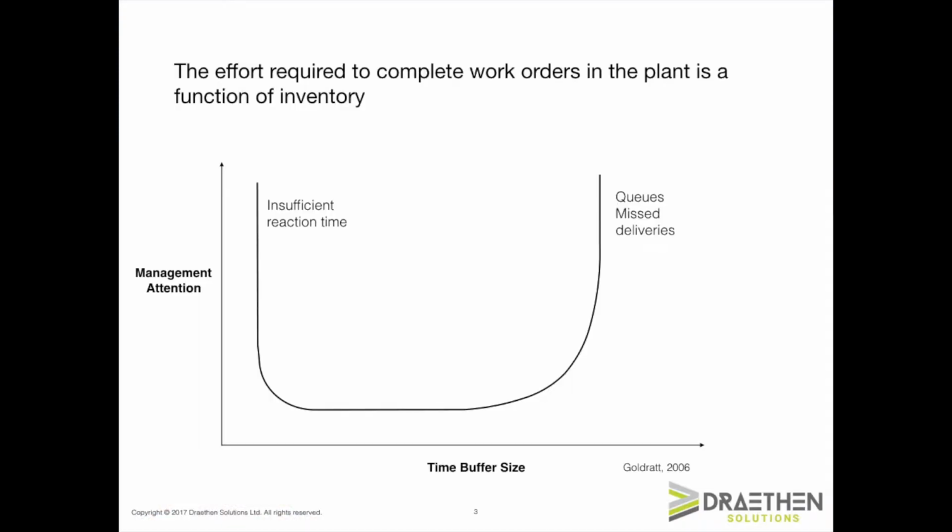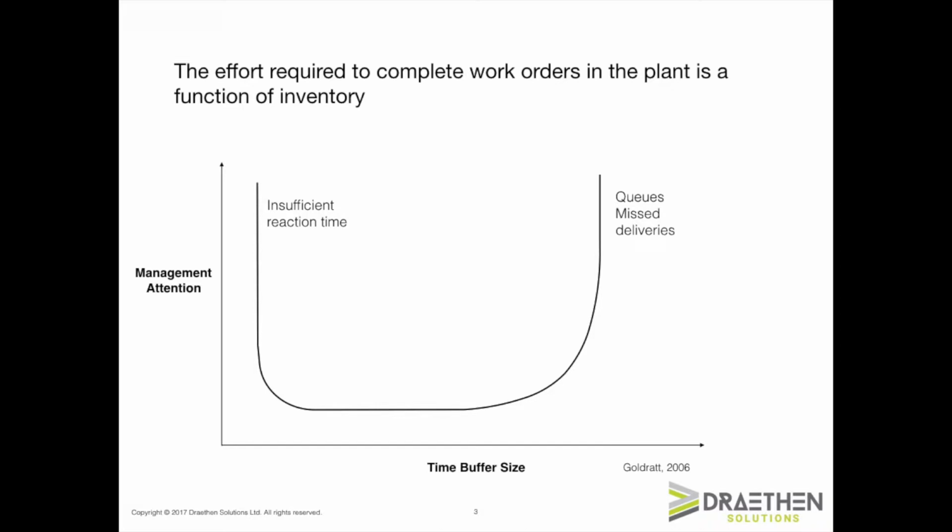Eli Goldratt discusses this chart in his 2006 article, Standing on the Shoulders of Giants, which, if you haven't read yet, I strongly recommend you do. First of all, let's understand the axes. The y-axis is simple. This indicates the amount of management attention required to get anything completed in the plant, which obviously increases as you move vertically up the axis.